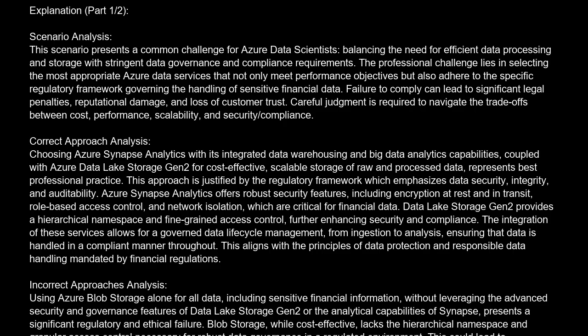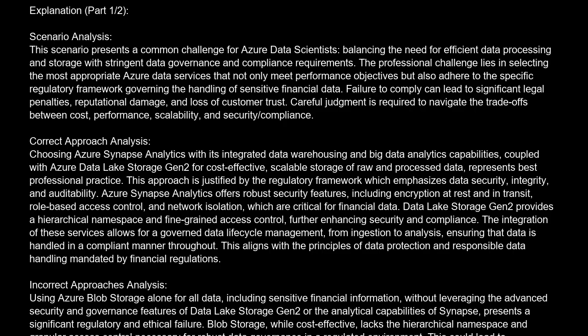Correct approach analysis. Choosing Azure Synapse Analytics with its integrated data warehousing and big data analytics capabilities, coupled with Azure Data Lake Storage Gen 2 for cost-effective, scalable storage of raw and processed data, represents best professional practice. This approach is justified by the regulatory framework, which emphasizes data security, integrity, and auditability.